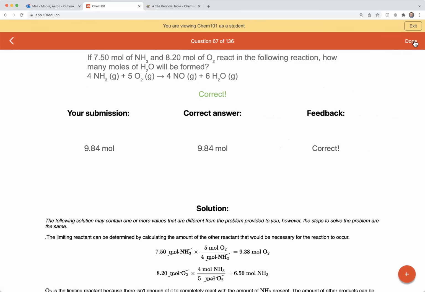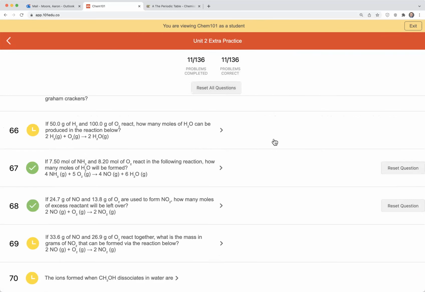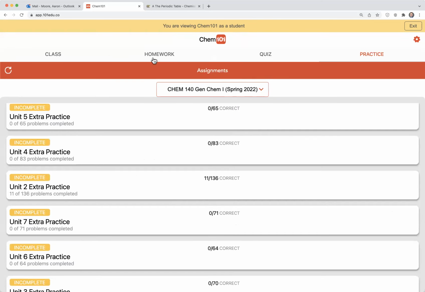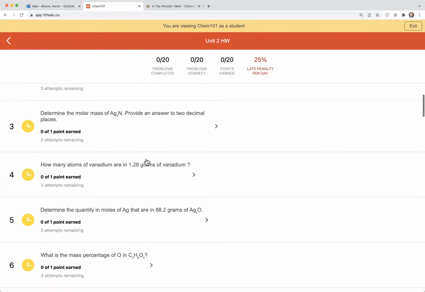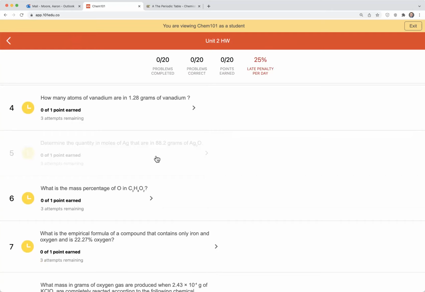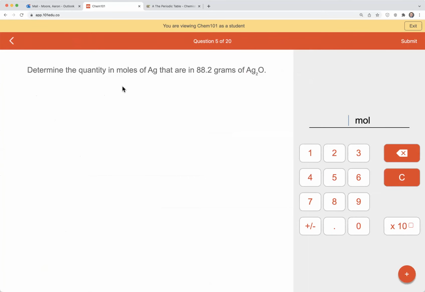All right, so that was number 67. Okay, so now if you'll bear with me for a second, I'm going to go to the homework assignment. Just one of you asked about number 5, some issues with number 5. So we'll go to the homework assignment, unit 2 homework. We'll look at number 5. Okay. Oh yeah. So somebody else came to me earlier in the week with a question about this one. So let me just kind of demonstrate how to set this one up.